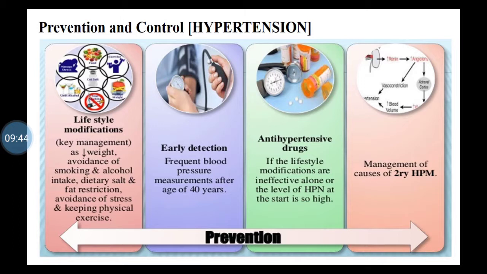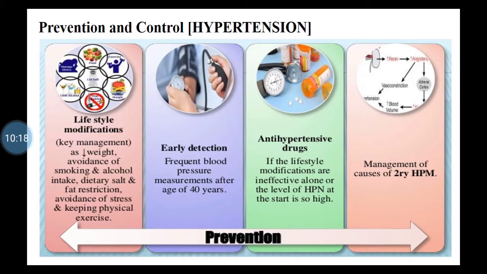Then when the hypertension is detected in the early stage, then frequent blood pressure measurement after the age of 40 years is very important, isn't it? Then if the lifestyle modifications are ineffective, or the level of hypertension at the start is high, so one may start the antihypertensive therapy also, isn't it?